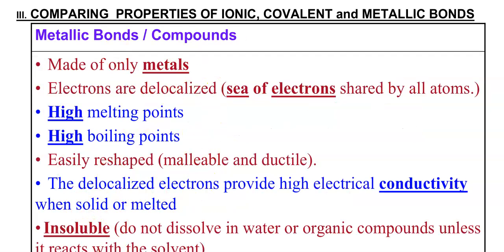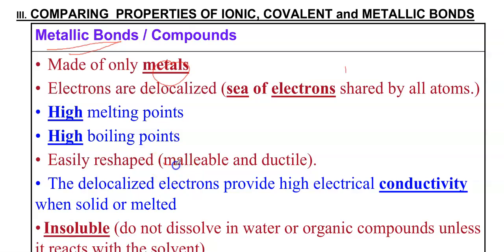And the last one, a new bonding type that we haven't talked about yet, is called metallic bonds. And what you think is true, these are made only of metals, hence the name metallic bonds. So covalent is only nonmetals, metallic bonds are only metals. And here, what happens with the electrons? The electrons are delocalized, meaning there's like a sea of electrons that's shared by all the atoms. They have high melting points and high boiling points, and they are easily reshaped.